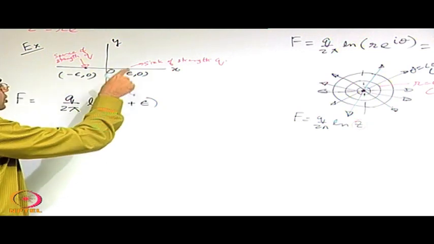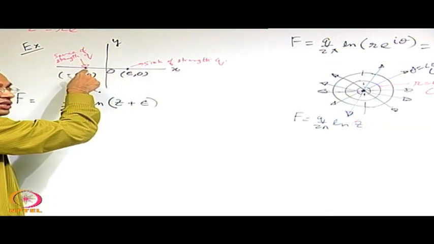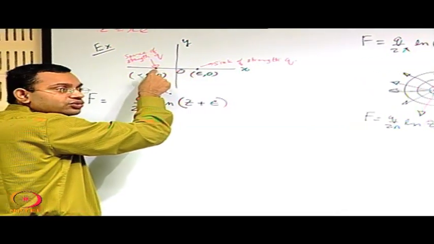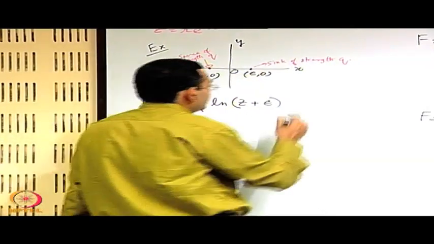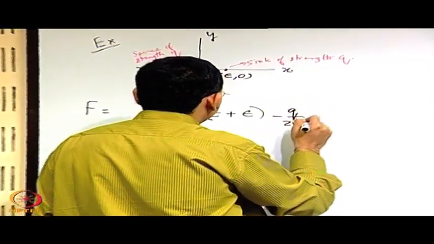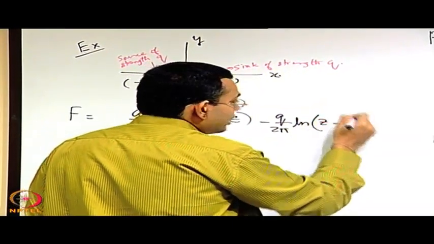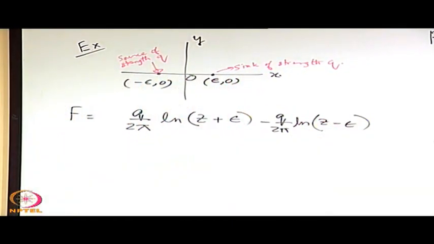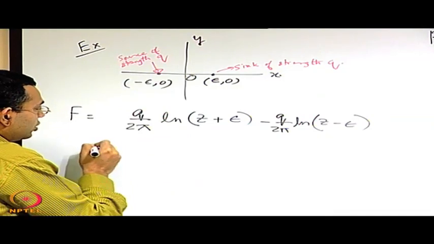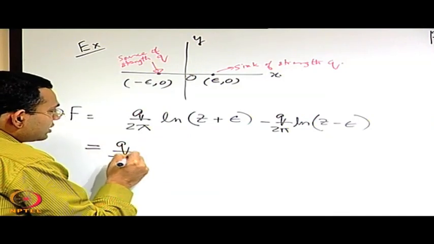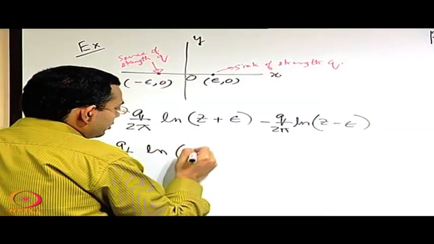It is as if you have used a new coordinate system capital Z with its origin located at the source, right. Then for the sink, minus q by 2 pi ln of z minus epsilon, now it is located at epsilon. Let us consider that epsilon is small, but how small or how large we will see. Before that we will just do a bit of a manipulation on this.